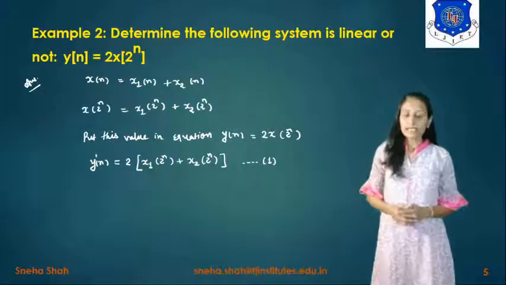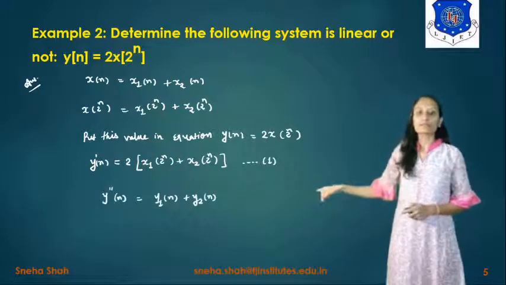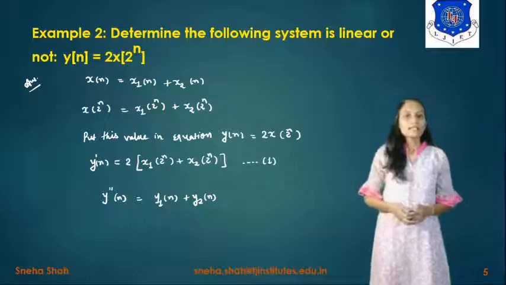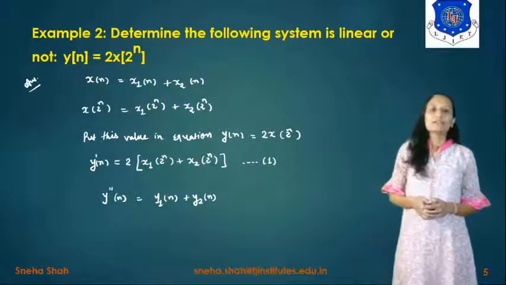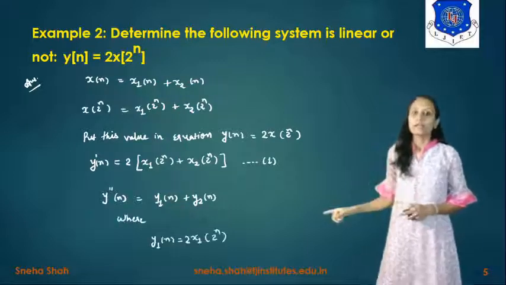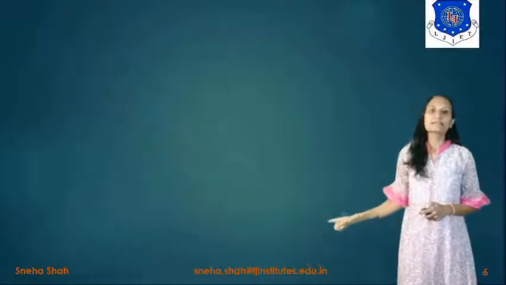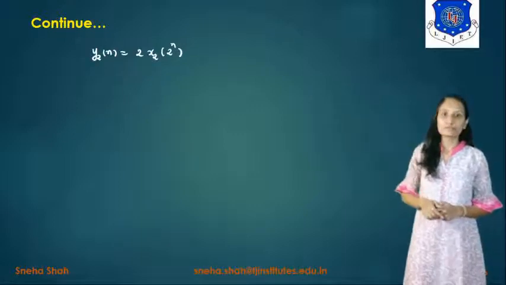Now we have to take the output as a combination of two outputs. For that I will take y double dash of n equals y1 of n plus y2 of n. How do we derive y1 of n? By taking x1 of n as the input, we derive the output y1 of n. So y1 of n equals 2 into x1 of 2 raised to n. Similarly, the value of y2 of n equals 2 into x2 of 2 raised to n.